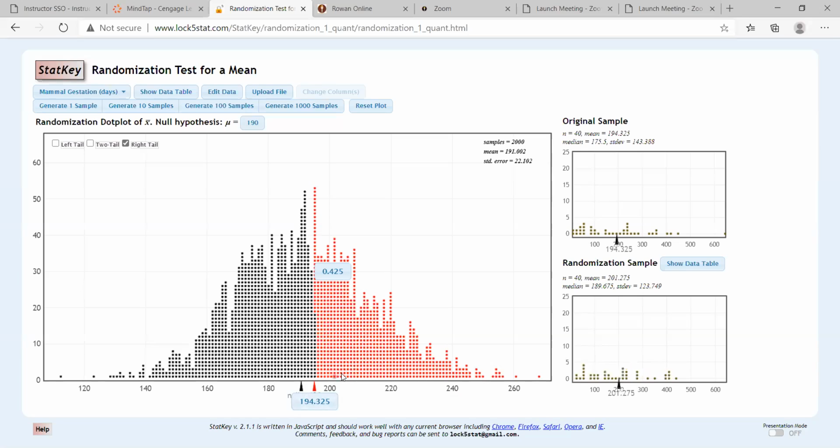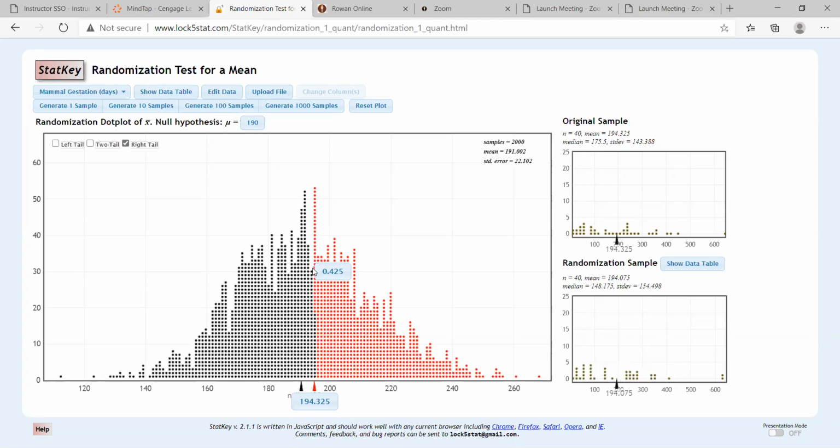So in this case, if we weren't going to do anything more than this, it looks as if the sample of 194.325 is something we could assume to be fairly normal as a variation around that population mean. Getting something like 194.325 is not unusual, because there's a 42.5% chance that you're going to get that or something more extreme than that.